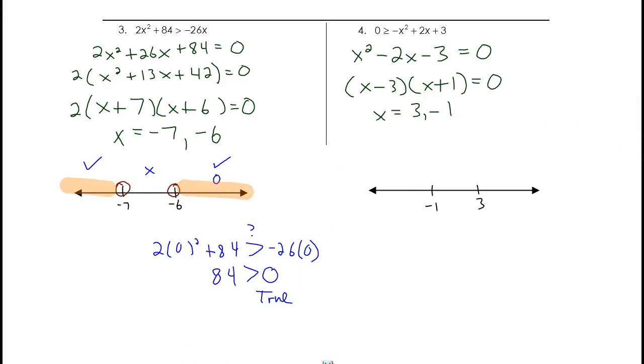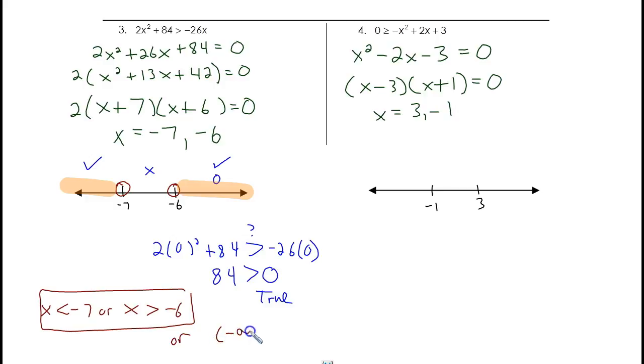Okay. Remember, there are 2 ways that we can write this answer. We either write it with the word or. We would say that x is less than -7 or x is greater than -6. That's a perfectly good way to represent this inequality that we've shaded here. The other way is to use interval notation by saying -infinity to -7 is one of the intervals. I'm going to union that with -6 to +infinity. And that is another great way to represent the answer to this inequality.